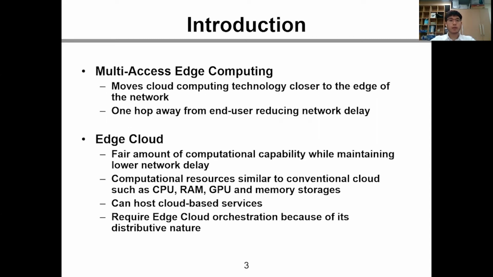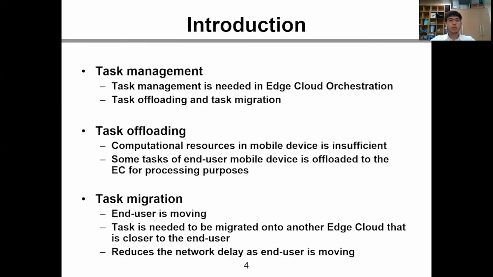MEC is a paradigm born with an idea of moving cloud computing technology closer to the edge of the network. MEC is one hop away from the end user, so it reduces network delay. A cloud at the edge of the network is called HCloud. HCloud has a fair amount of computational capability, and its computational resources are similar to a conventional cloud. So HCloud can host cloud-based services, but because ECs are distributed across the MEC network, we need an edge orchestration between them. Task management is one of the problems in edge orchestration.